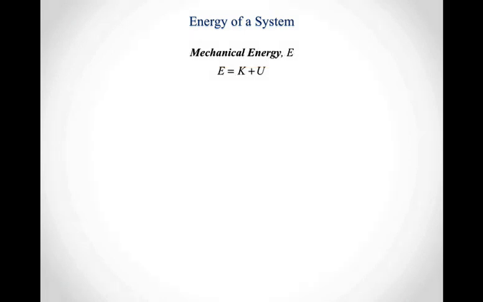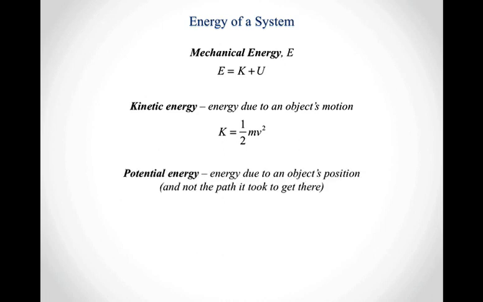When we add those two together, the sum, kinetic plus potential, is the mechanical energy. So we can talk about the mechanical energy of a system as being the sum of the kinetic and potential energies of the system. And so the kinetic energy, right now we've got one, energy due to an object's motion. We calculate that as 1/2 mv squared. Potential energy, we said that's energy due to an object's position.